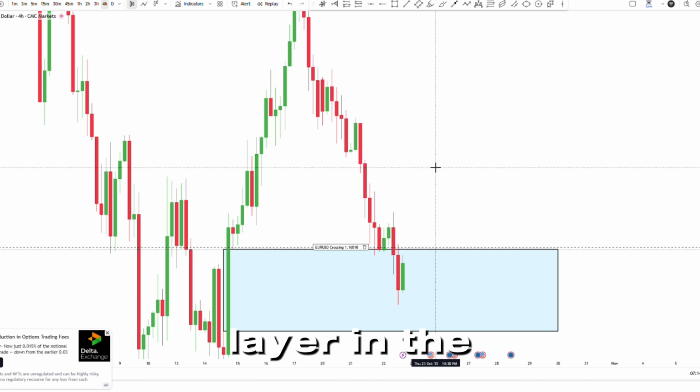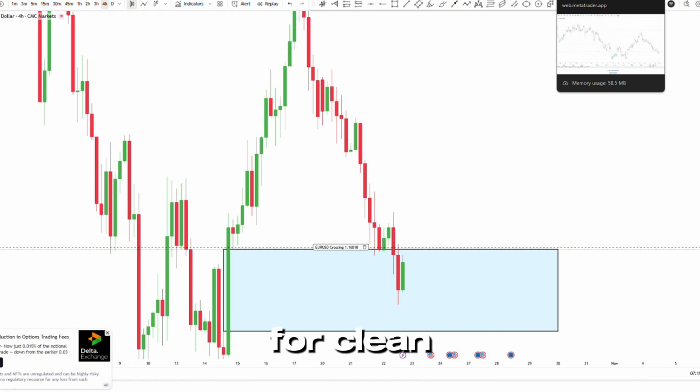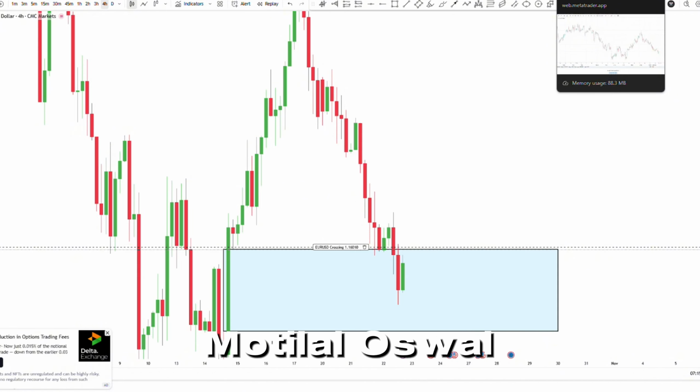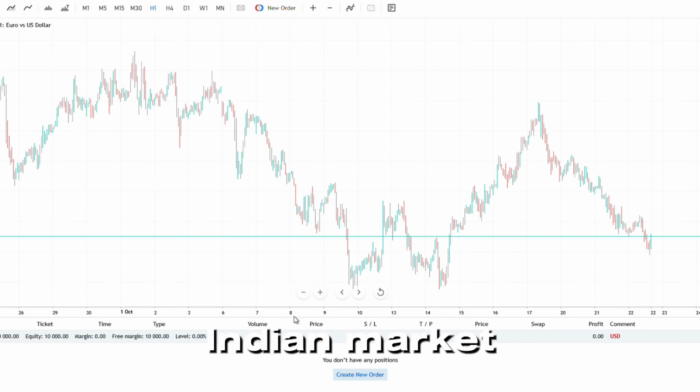Then, we'll layer in the Quasimodo pattern for trapping reversals, bullish engulfing at support for clean entries, supply and demand zones for institutional edges, and pin bars with inside bars for breakout precision. These aren't random ideas. They're battle-tested from real Indian market charts in 2025, backed by strategies from pros at Ventura Securities, Motilal Oswal, and more. If you're tired of losing to fakeouts, this video's your game changer. Let's get into it. Why price action rules the Indian market?